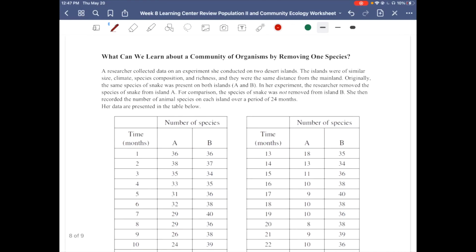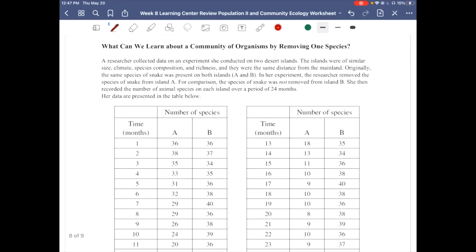All right, and then the next part, we're going to try to see what happens when we remove one type of species from a population. So, a researcher collected data on an experiment she conducted on two desert islands. The islands were similar in size, climate, species composition, and richness, and they were the same distance from the mainland.